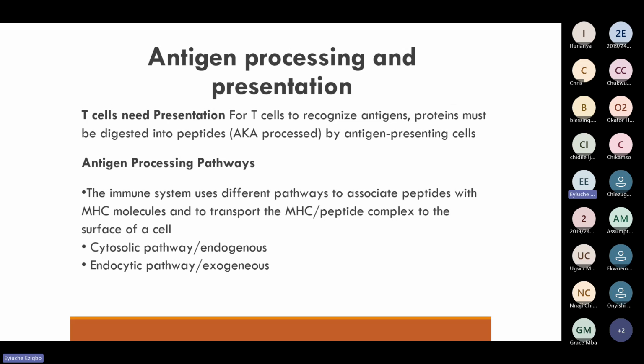So T cells need presentation. Before T cells can recognize any antigen or foreign organism or viral infection in the body, the protein must be digested into peptides, that is, processed by antigen presenting cells. Then, antigen processing pathways: the immune system uses different pathways to associate peptides with MHC molecules and to transport the MHC peptide complex to the surface of the cell.